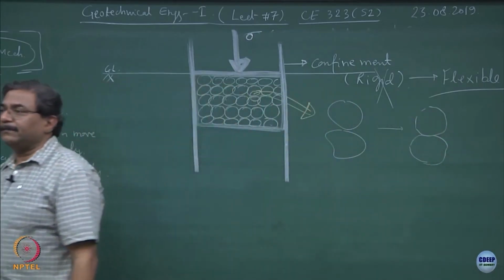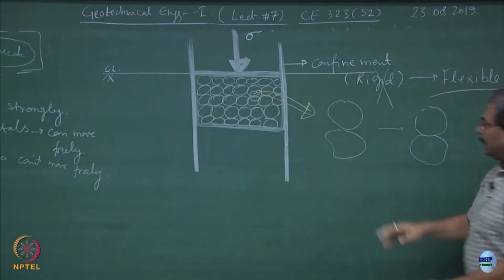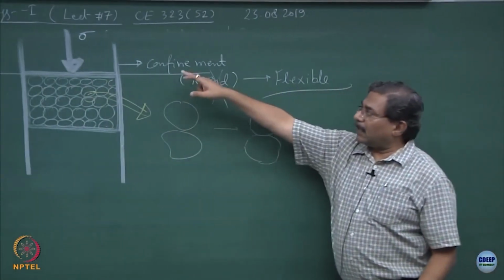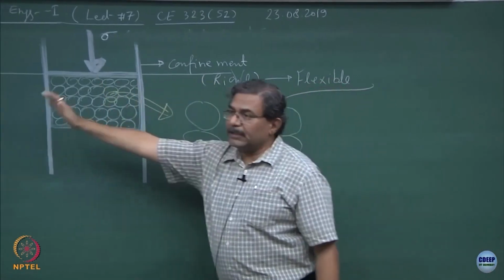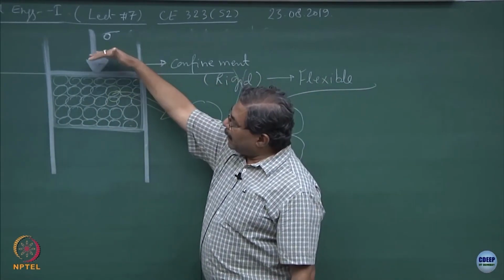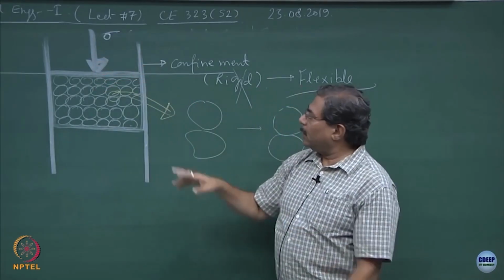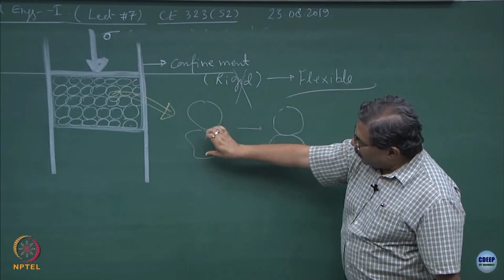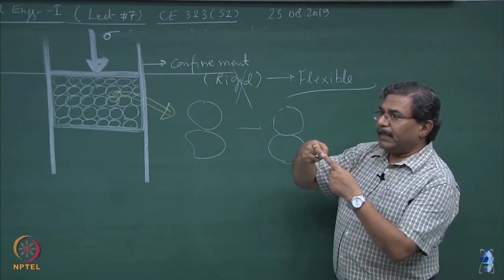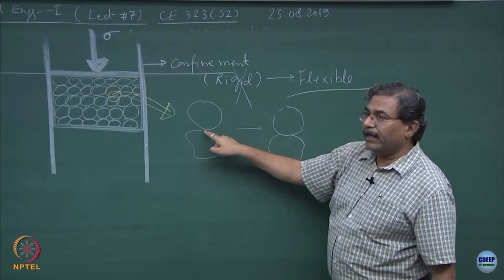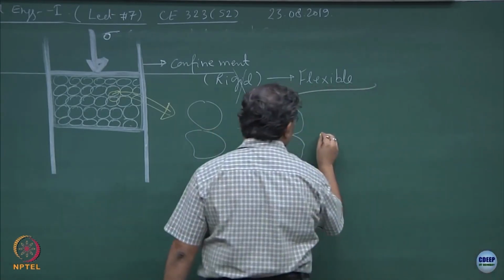You understand? They will come closer to each other first because you are compressing them in a rigid system, lateral deformation is 0, the only possibility is the whole system will move down, get compressed. Particles will come closer to each other, beyond the crushing strength of the particle, the contact remains, the stress keeps on building over here, the stage comes where the crushing takes place. This is the crushing of grains.